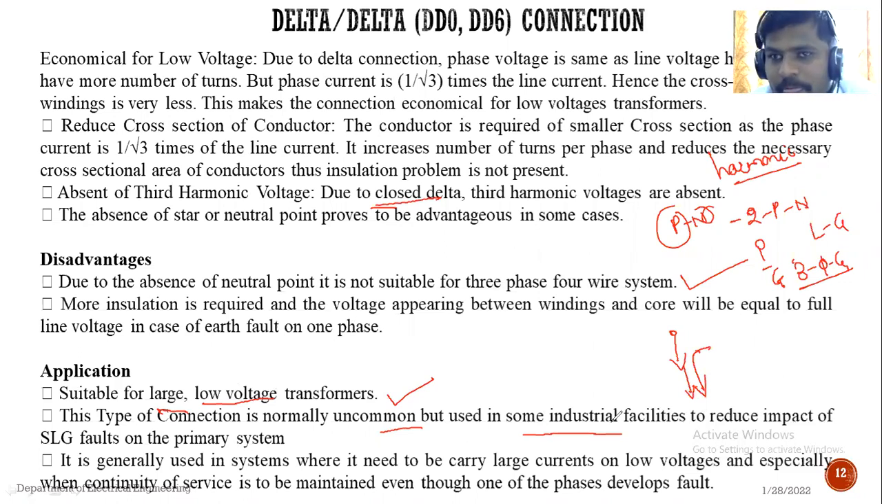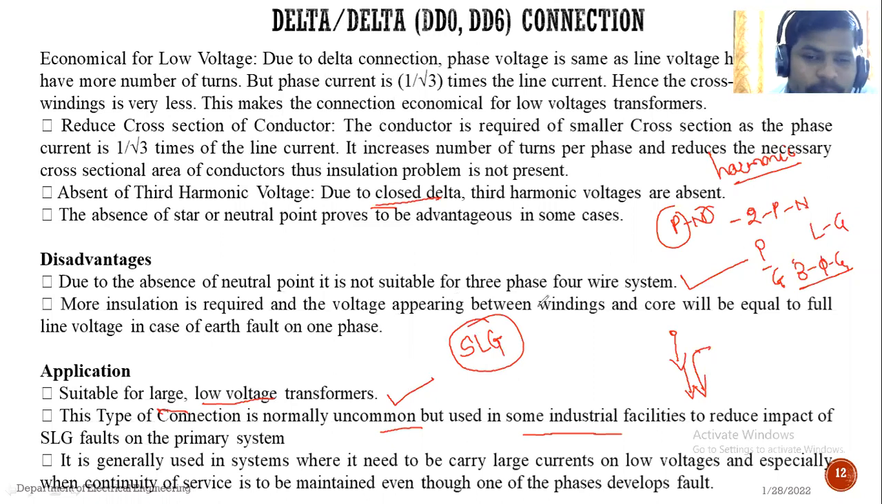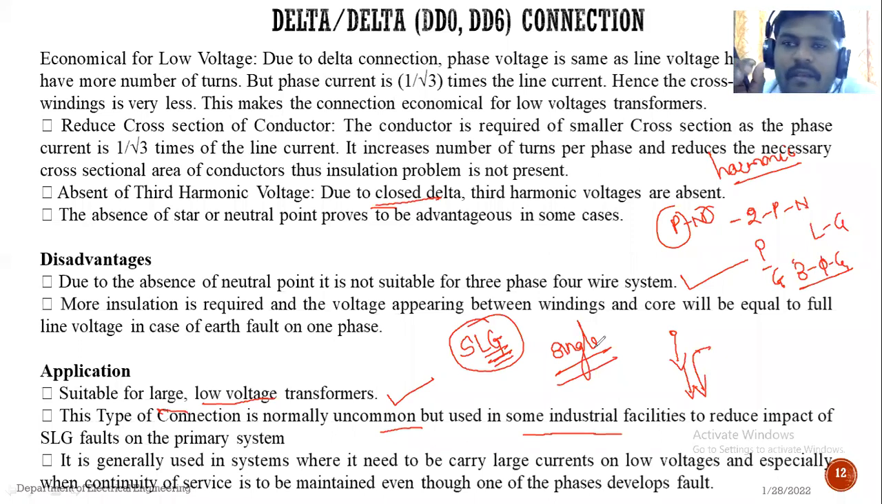See here it is fault, it can be given. What is the long form of SLG? What is the long form of LG? SLG, line to ground, and S is nothing but single line to ground. Normally the single line to ground fault occurs many times. So these types of connection are not commonly used, but some industries require it to reduce the impact of SLG fault.